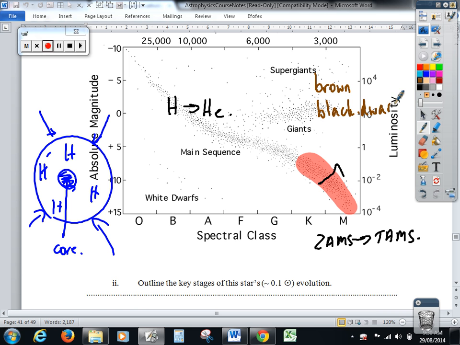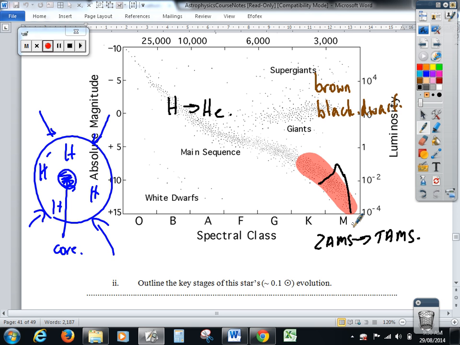Okay, there probably aren't any black dwarfs in the universe yet, because remember, these things are still going. A black dwarf is just a nice cooling down, and as it goes down, it will just simply go off. It becomes dimmer and dimmer and dimmer, and out it goes.